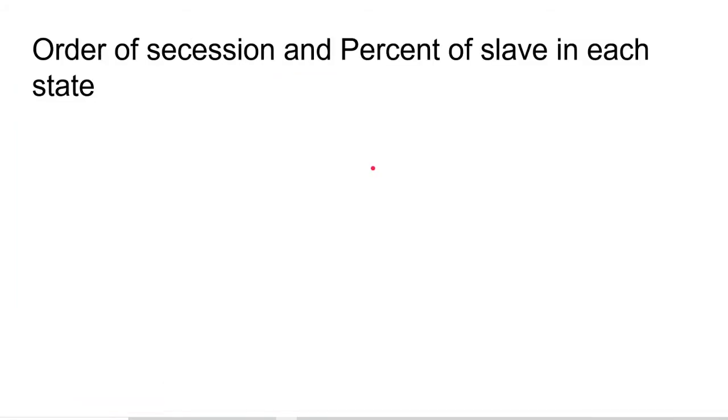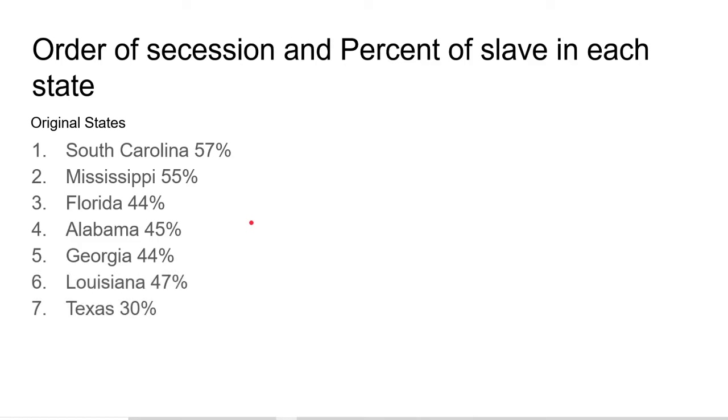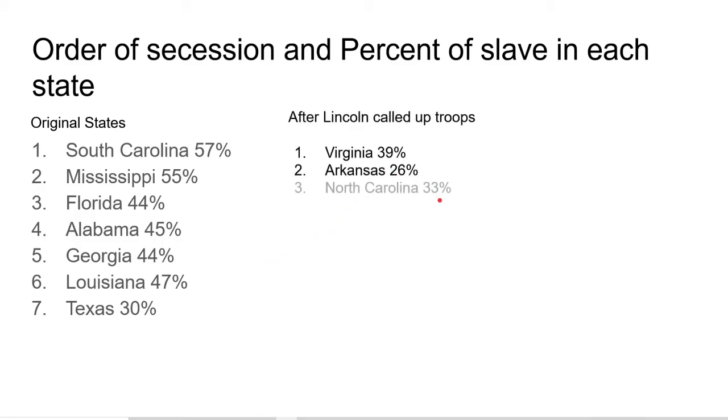Okay? All right, so I want to make a point about the order of secession and the percent of slaves in each state. So these are the original states. You got South Carolina with 57, Mississippi 55, Florida 44, Alabama 45, Georgia 44, Louisiana 47, and Texas 30. You could see there's a trend here. Okay, and then after Lincoln calls for troops, so we got Virginia at 39, Arkansas at 26, 33, and 25.